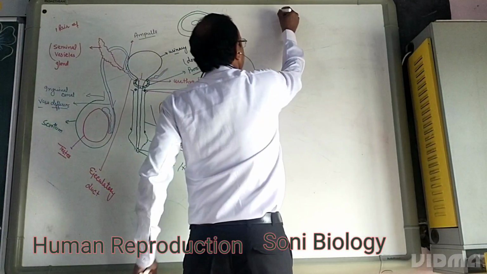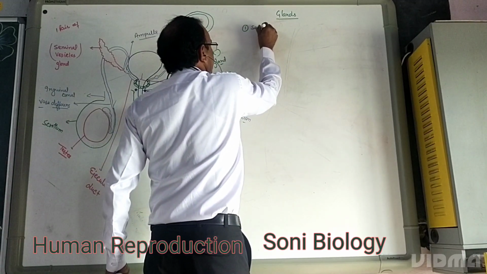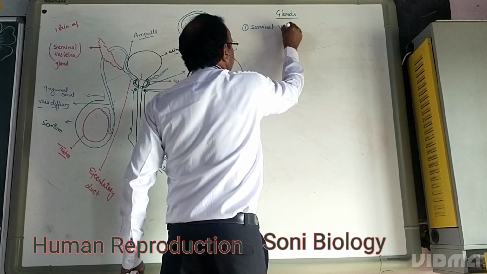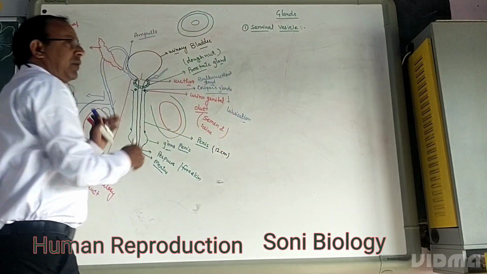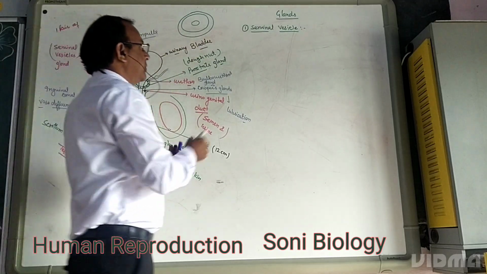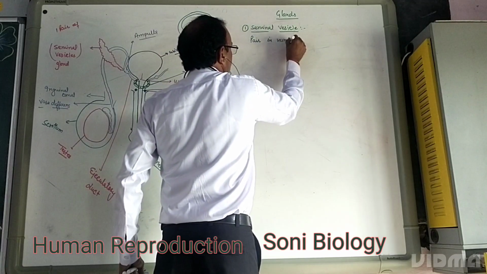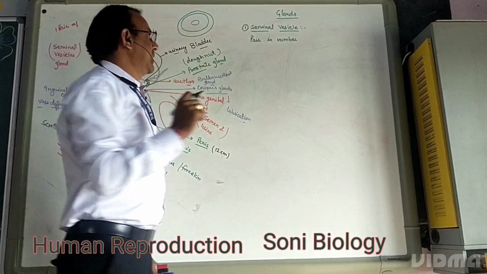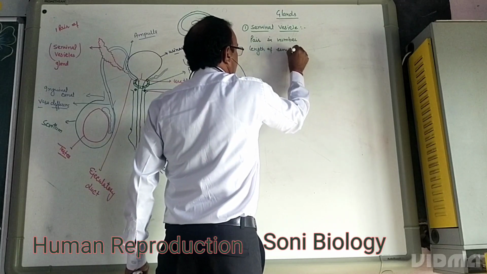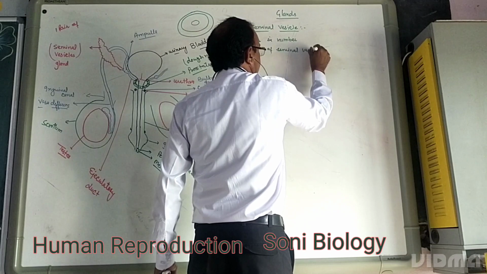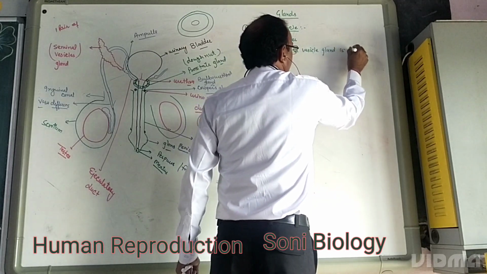The first one is the seminal vesicle. The seminal vesicle is a paired gland, which means it is found in pairs: one on the right side and another on the left side. Each gland's length is nearly 5 cm.